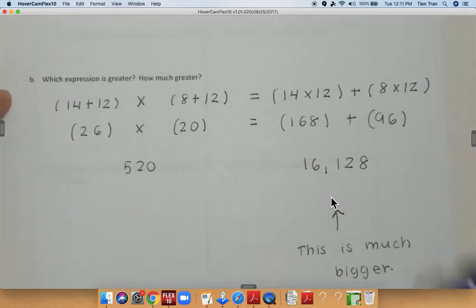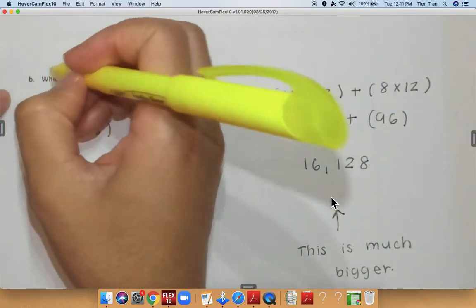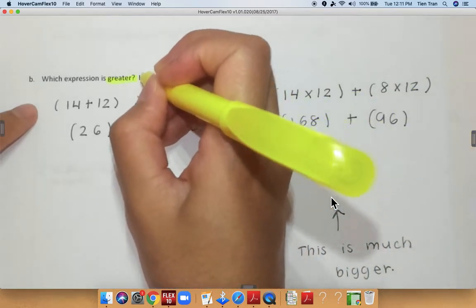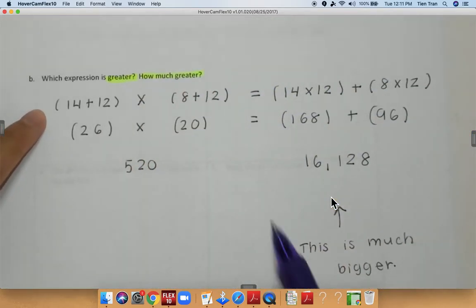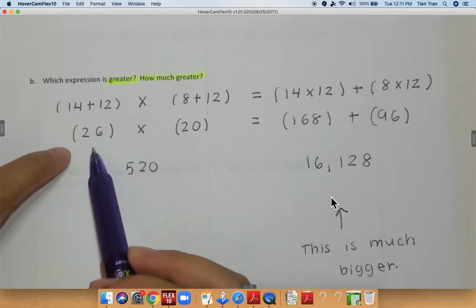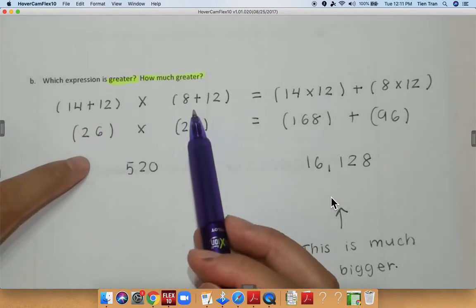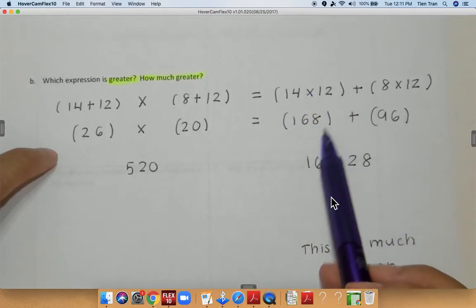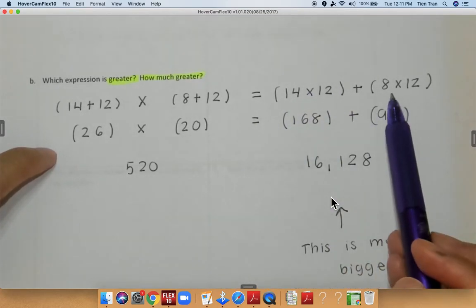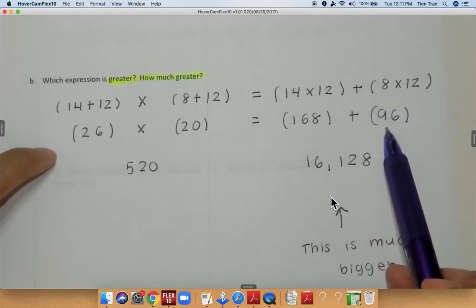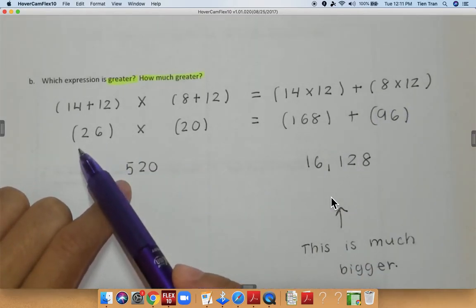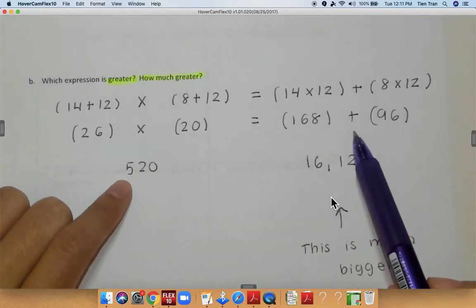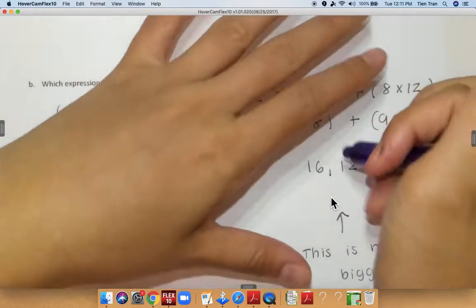It asks me right here, which expression is greater and how much greater? So I need to figure out how much greater it is going to be. So 14 plus 12 is equal to 26, like I said earlier, and 8 plus 12 is equal to 20, and 14 times 12 is equal to 168, and 8 times 12 is equal to 96. When I multiply 26 times 20, what I'm going to get is 520. And when I add these two numbers together, I accidentally multiplied them.